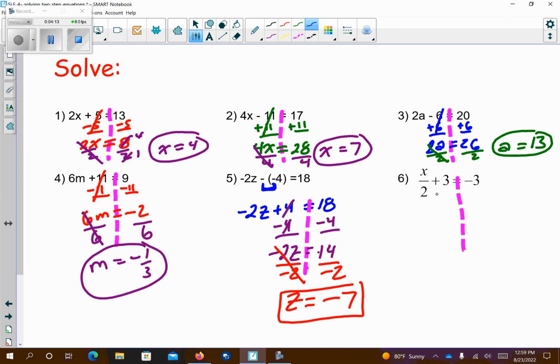Problem number 3, again, the pink line, we're going to draw down. So we want to do the opposite of plus 3, so I'm going to subtract 3. Those cancel, so I get x over 2 equals -6. I want x by itself, so x over 2, that's a division problem, so I want to multiply both sides by 2. Those cancel, x equals -12.